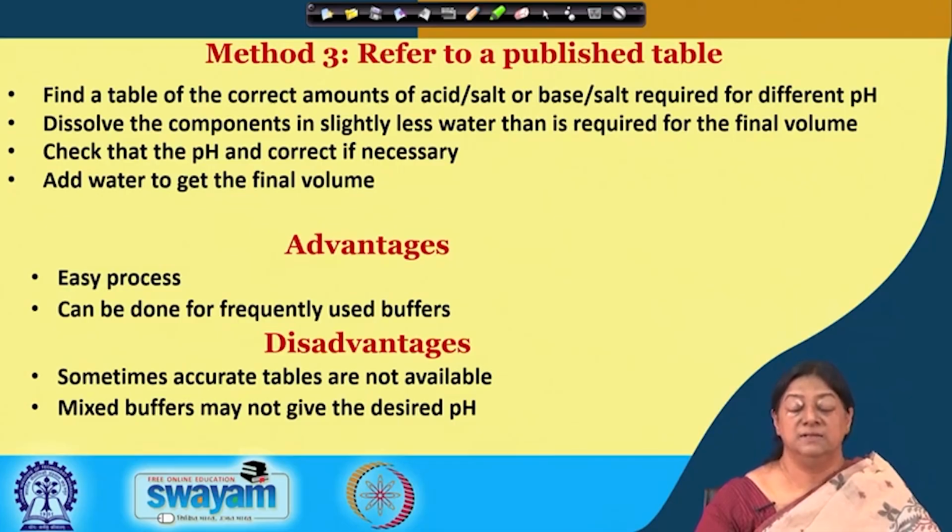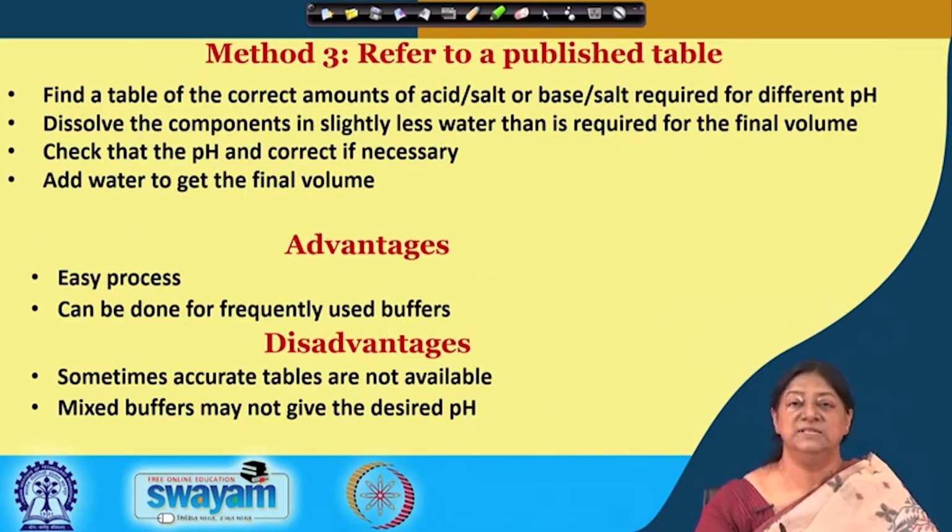The other method, as I mentioned before, is referring to a published table. So, we find a table of the correct amounts of acid salt or base salt required for the different pH. In the tables, usually you have the molarity of the specific buffer that you require, the pH that you require, and the specific recipe is given to you to tell you how much has to be weighed of each component and how much water has to be added to give you the final desired buffer of the specific pH required.